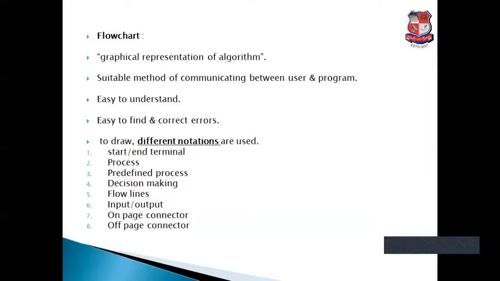If you want to start an activity, then you have to use the start symbol. For end, you have to use end. If you want to display a process, then you have to use the process symbol. If you want to check a condition, then you have to use the fourth symbol, decision making. If you want to show flow from A part to B part, B part to C part, C part to D part, likewise, then you have to use flow lines. If you want to display different inputs and different outputs, then you have to use input and output symbols.